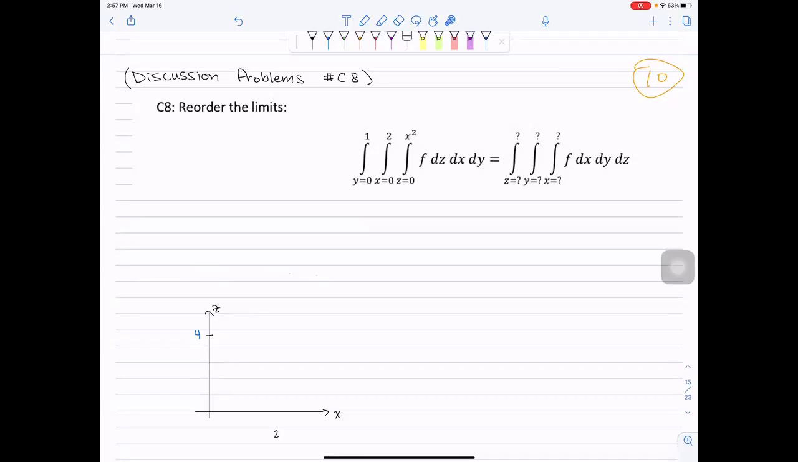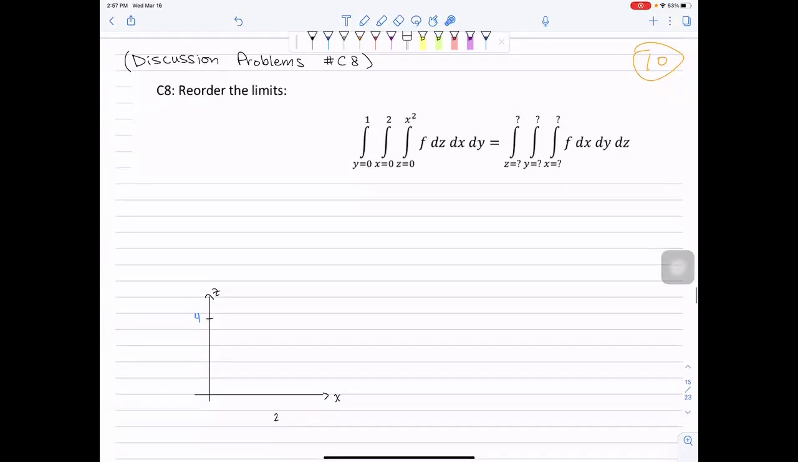Okay, does anyone have an idea for what this shape looks like? Yes? Yes, exactly. So it looks like a skateboard ramp. So how do we determine that? Well, first, let's look at what this bound tells you.